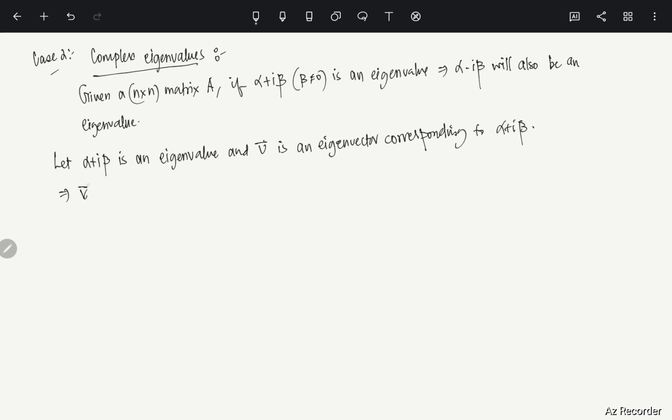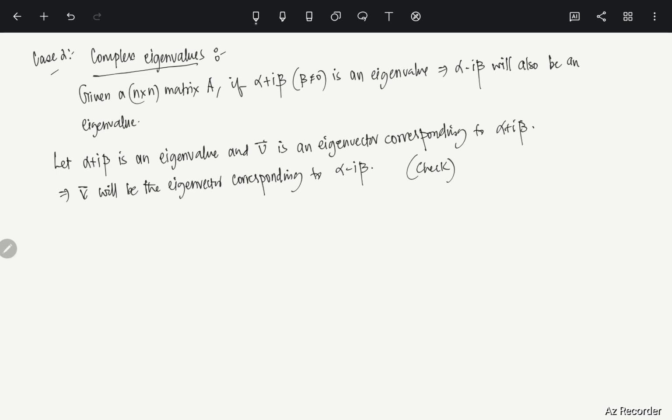That v bar will be the eigenvector corresponding to alpha minus I beta, right? So this is just your basic linear algebra. If you do not know this thing, please go and do this part again, right?